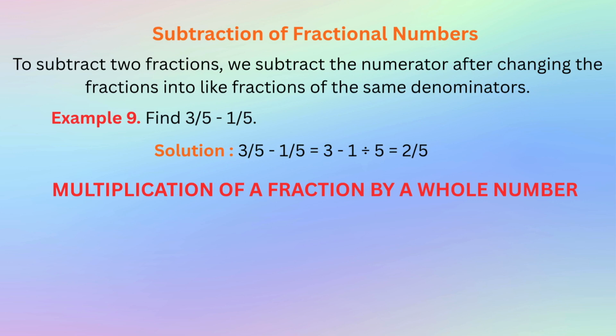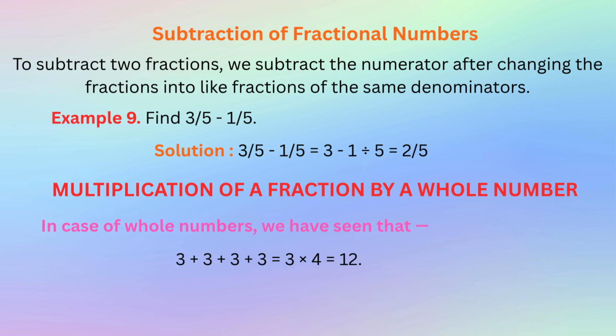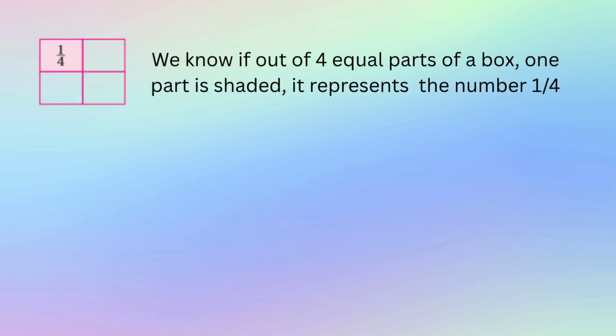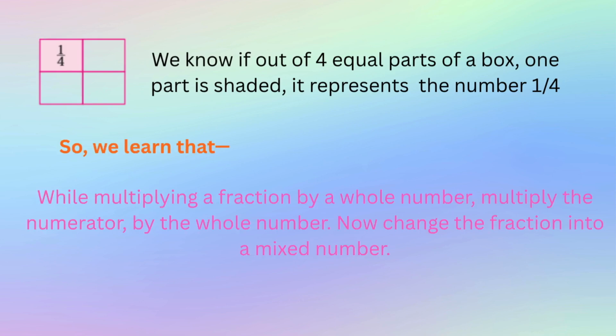Multiplication of a fraction by a whole number. In the case of whole numbers, we have seen that 3 plus 3 plus 3 plus 3 equals 3 times 4 equals 12. 5 plus 5 plus 5 plus 5 plus 5 equals 5 times 5 equals 25. We know if out of 4 equal parts of a box, one part is shaded, it represents the number 1/4. So, we learn that while multiplying a fraction by a whole number, multiply the numerator by the whole number. Now change the fraction into a mixed number.